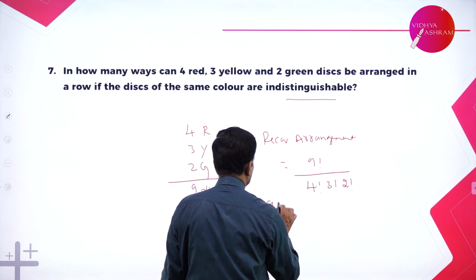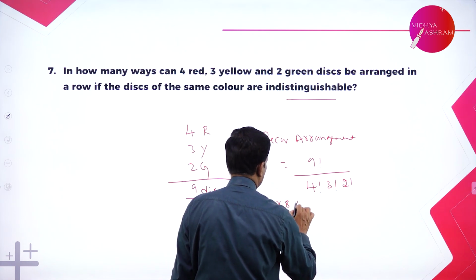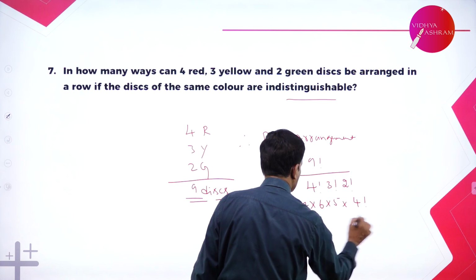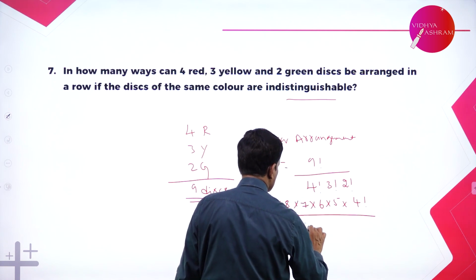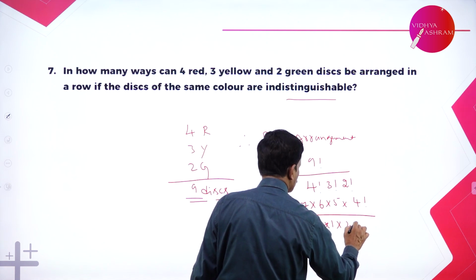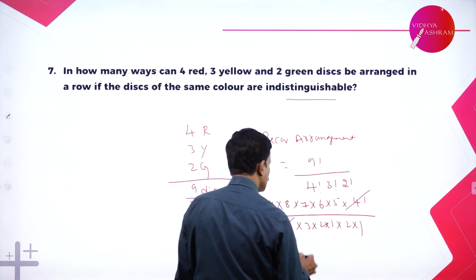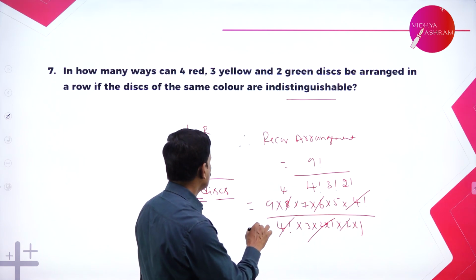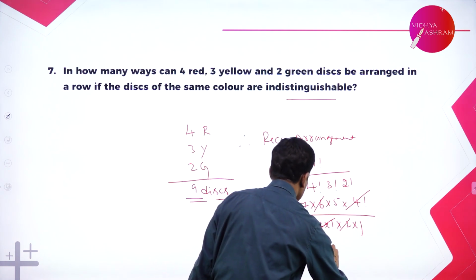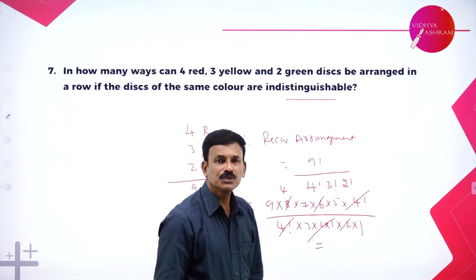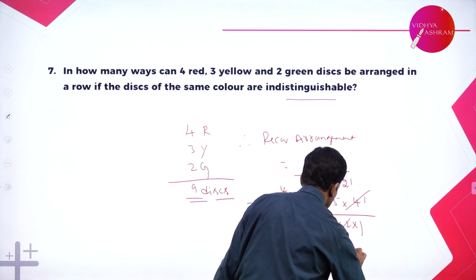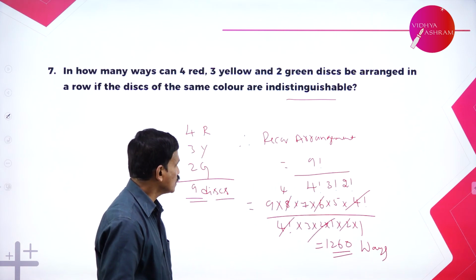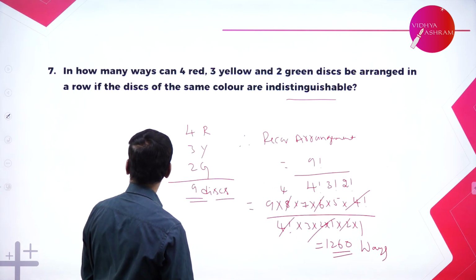So this is equal to 9 into 8 into 7 into 6 into 5 into 4 factorial divided by this 4 factorial as it is, 3 into 2 into 1 into 2 into 1. 4 factorial gets cancelled, 3 into 2 is 6 gets cancelled, 2 4s are 8 gets cancelled, 9 into 4 into 7 into 5, that is equal to, what is this equal to? The simplified answer is 1260 ways. That's it. This is the simple answer. Okay, very simple. Now move on to the next problem.